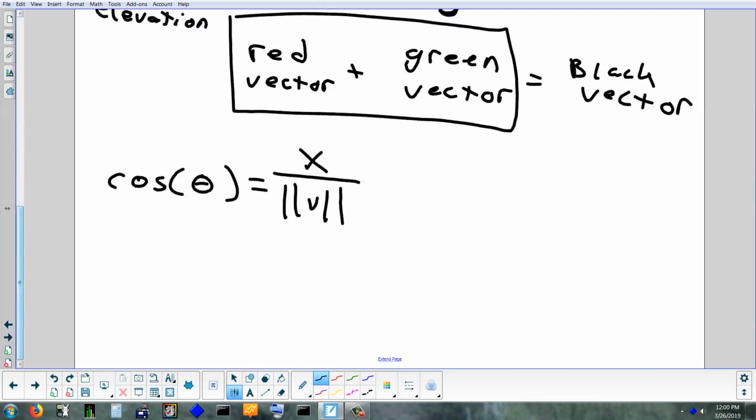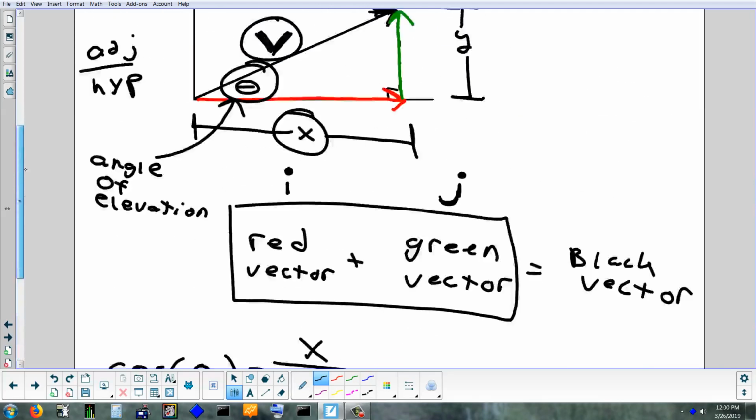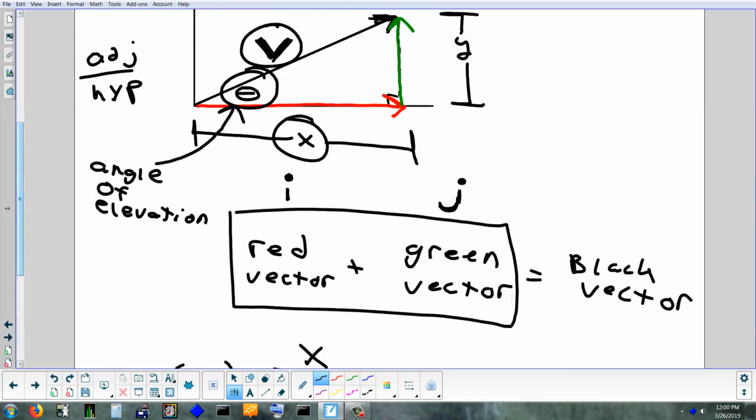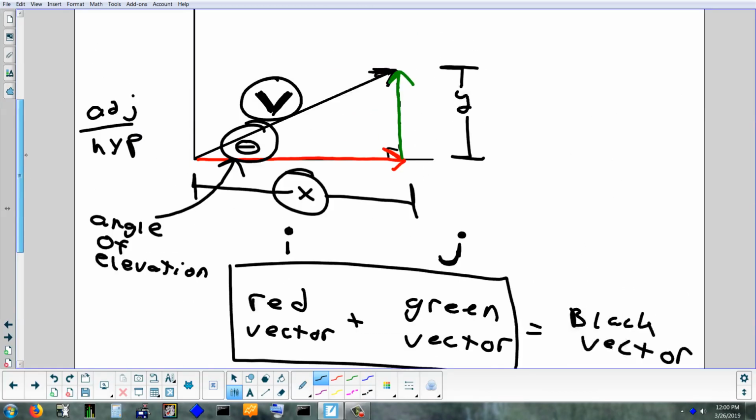X was already a length. Okay, that's the way I named it. Look at the way I drew it. I drew those little arrows and those lines to show you X is the length. I didn't do that for V. Okay? V, I just called it a vector.